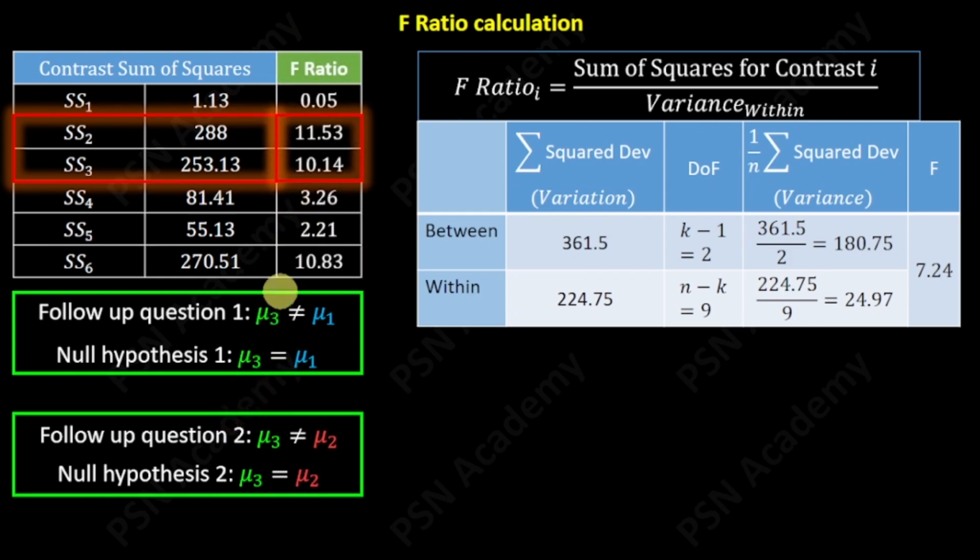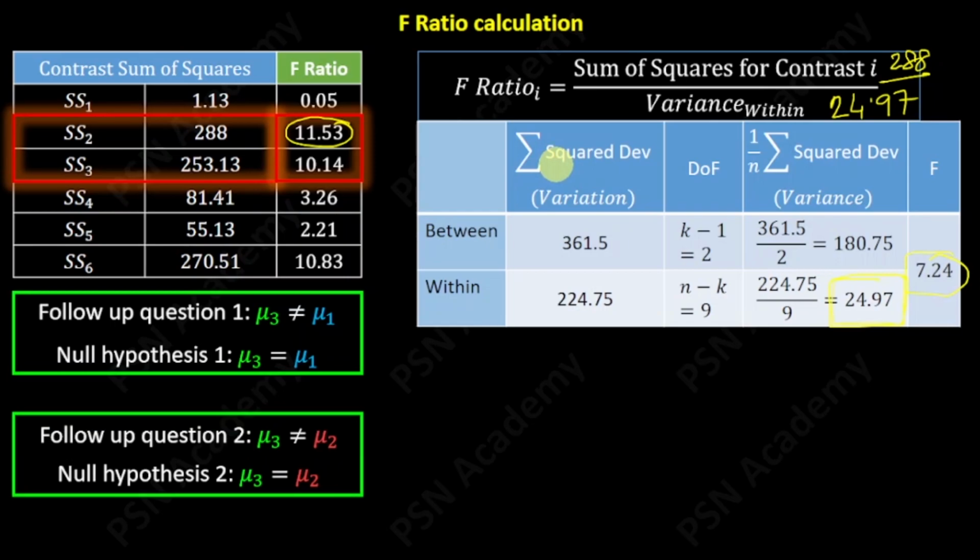So the F ratio will be like this. For each of those contrasts, we have the F ratio like this. You see that the variance within will be 24.97, so in the denominator you have 24.97. It is fixed, and the changes are going on the numerator side. So we are dealing with SS2, and SS2 is giving you 288. If you go for 288 by 24.97, you will get 11.53.